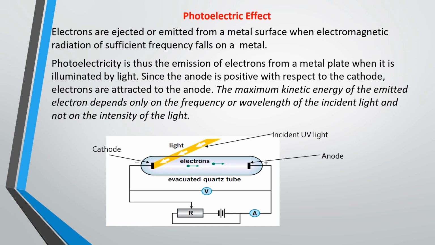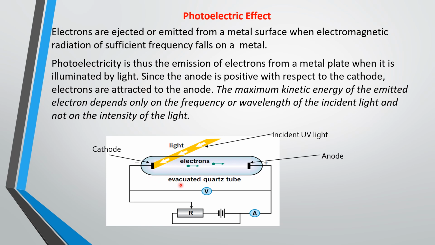So now we are going to look at photoelectric effects, and then photoelectric effect is the phenomenon that discusses the ejection of electron from a metallic surface when it is radiated by UV light.